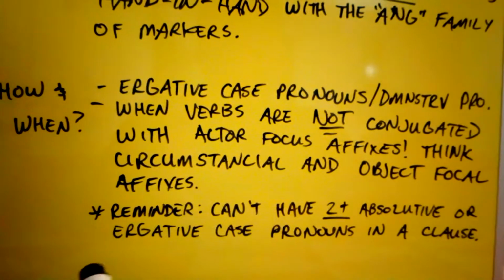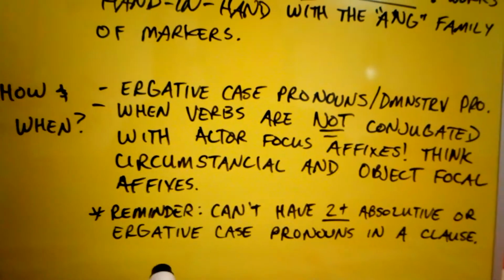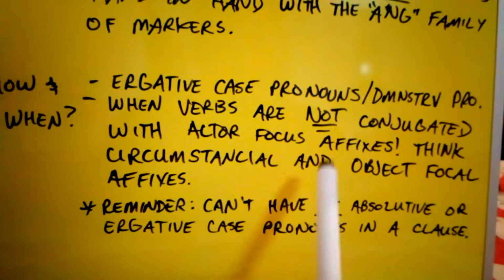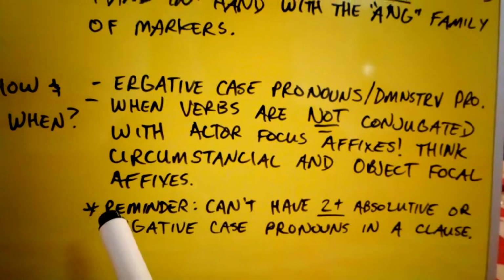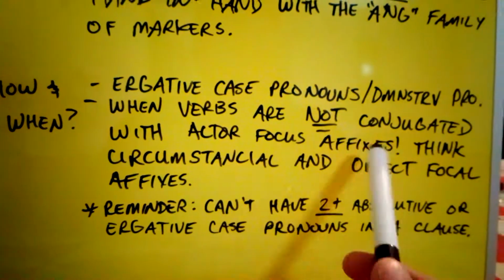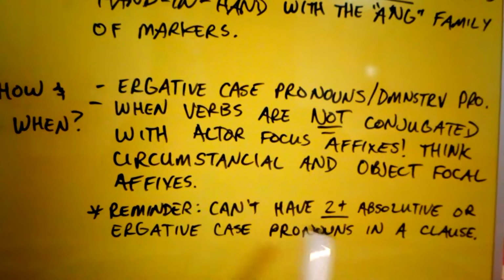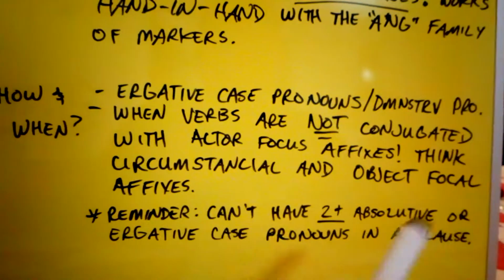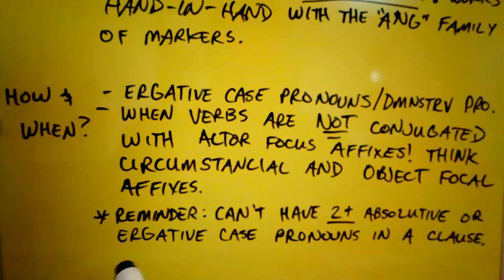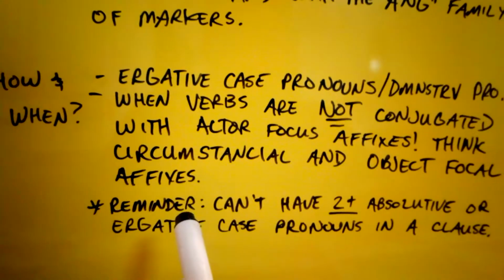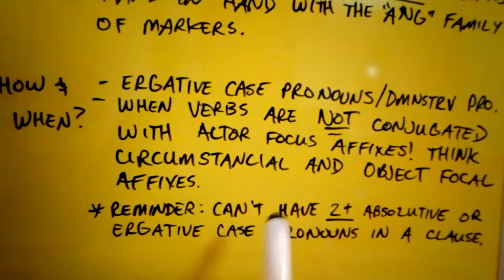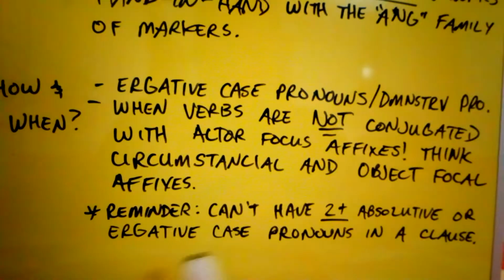And when do we use it? Well, we use it when verbs are not, that's your key word, when verbs are not conjugated with the actor focus affixes, right? And that only leaves us with the other focuses. So think about your circumstantial and object focus affixes, right? Those focal affixes that get attached to verbs and get conjugated will trigger when you should use the absolutive or the ergative case pronouns, right?